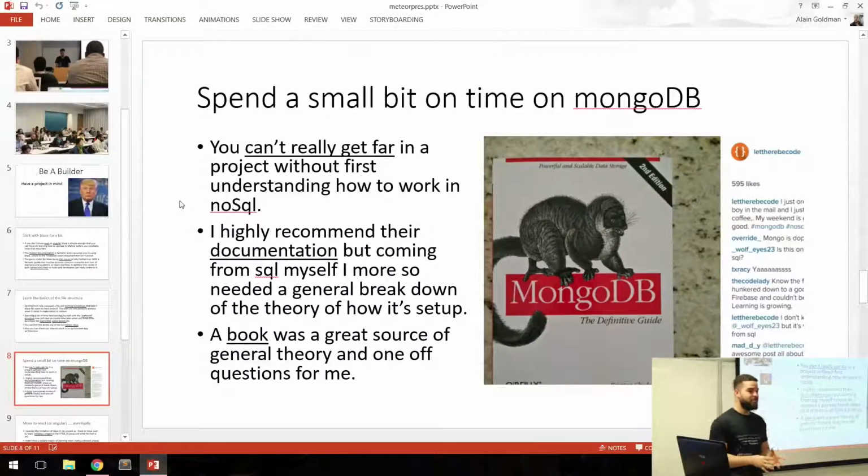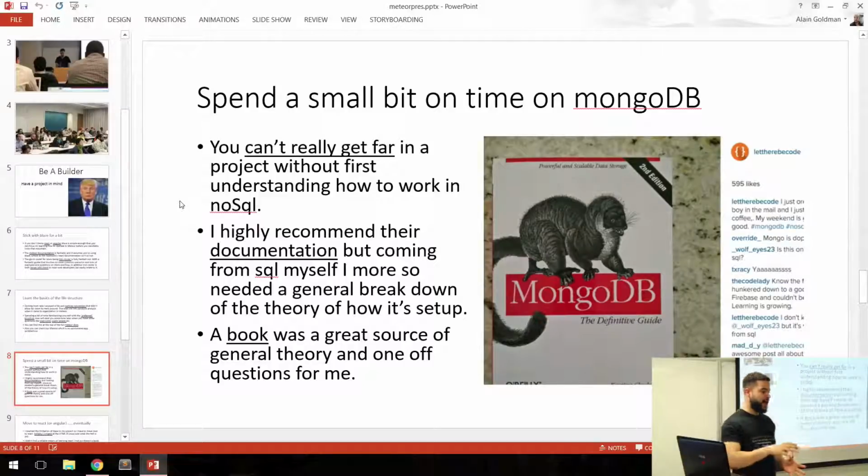So I highly recommend their documentation. It's good, but for me, what I needed is more of how things should be built. I can get the syntax of how to add something to a collection, but I needed the theory behind it. So the documentation didn't quite help me in that regard.